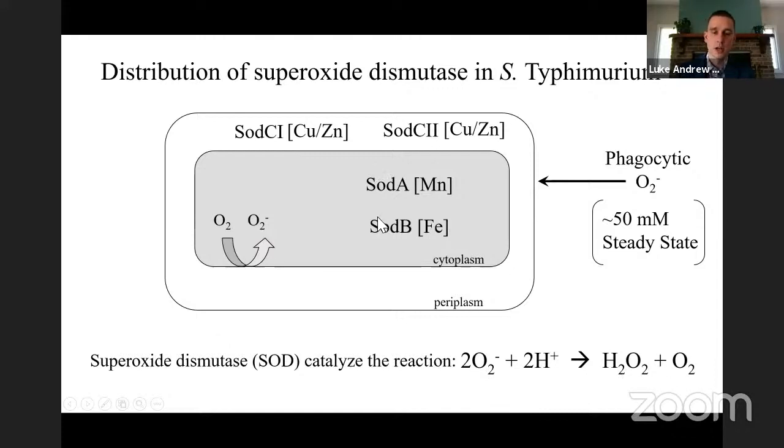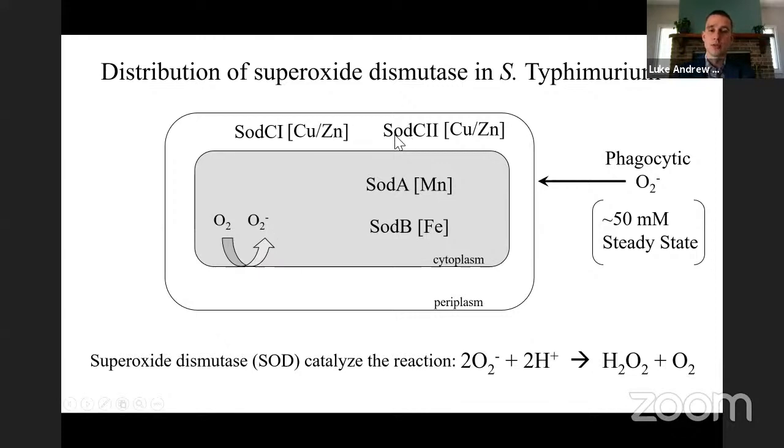Our strain of Salmonella actually has 4 different SOD enzymes. There are different families of SOD enzymes, and each one uses a different metal cofactor to catalyze this reaction. SOD-A and SOD-B are both found in the cytoplasm of Salmonella, and they've been shown to be important for defending against endogenously generated superoxide. This can happen just adventitiously during aerobic metabolism.